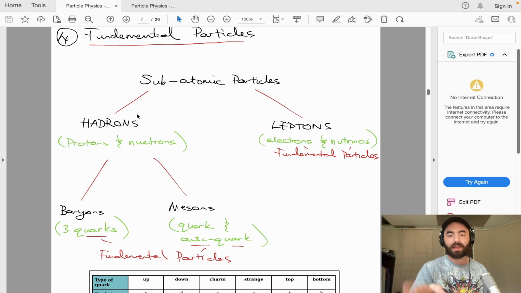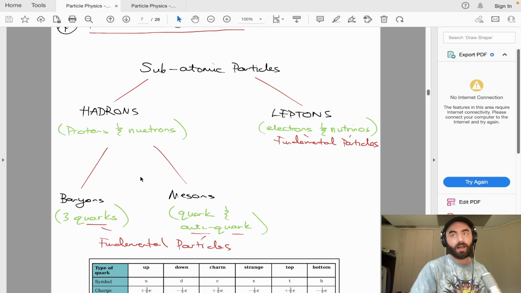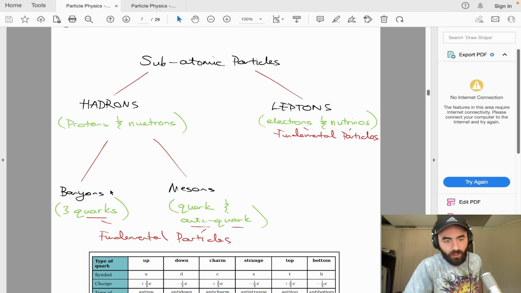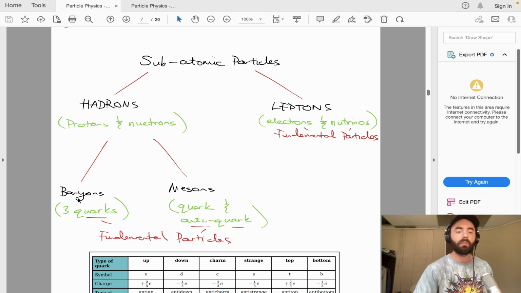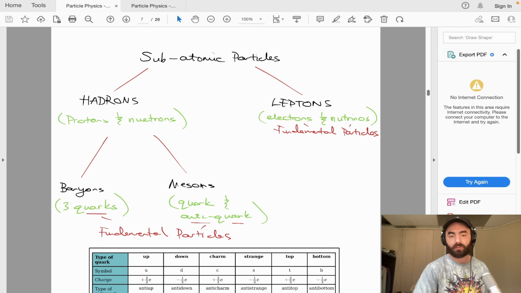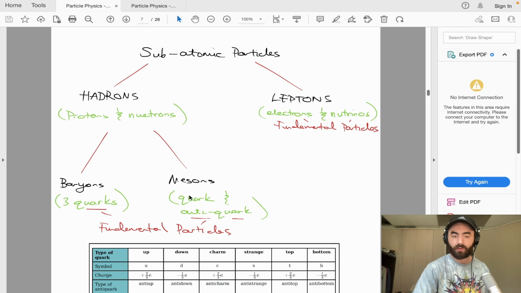You've got hadrons and leptons. Leptons are just electrons and neutrinos. These are both fundamental particles. Hadrons are protons and neutrons, and these can be split up into two more types, called baryons and mesons. A baryon has 3 quarks, and a meson has a quark and an antiquark. These quarks are important, and they are also fundamental particles.